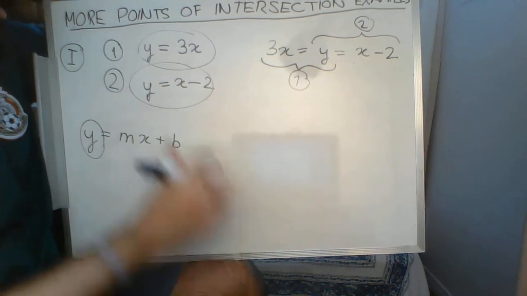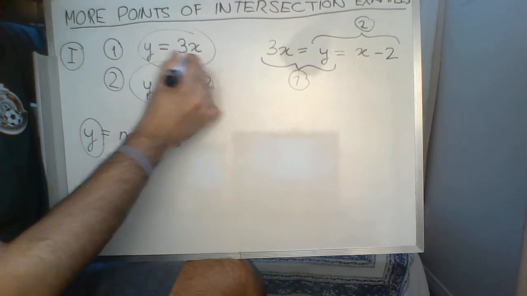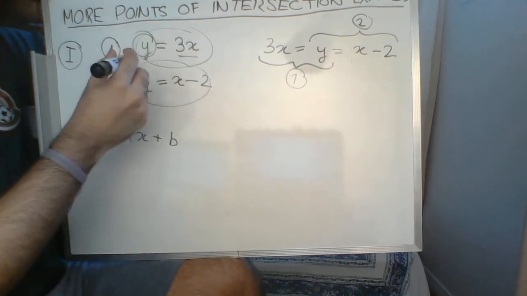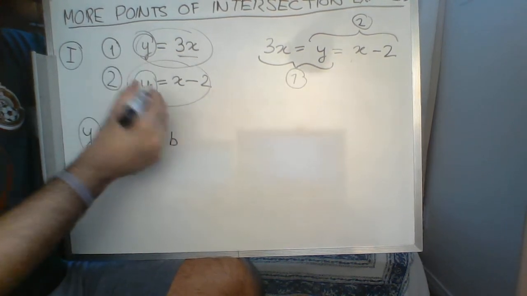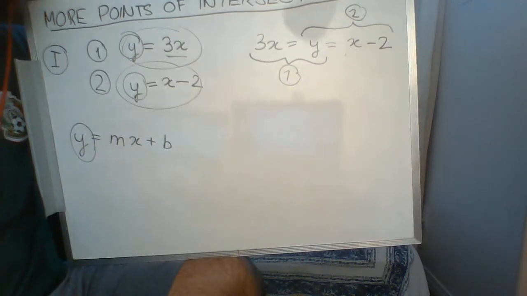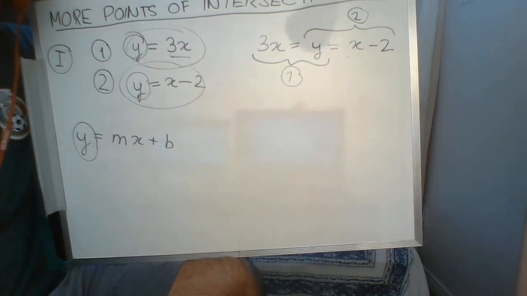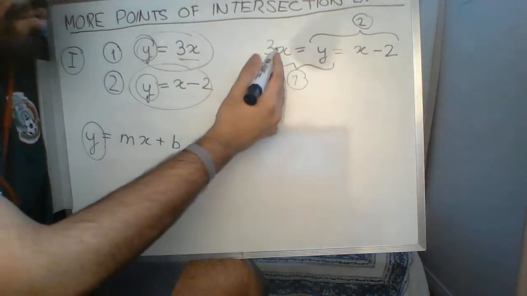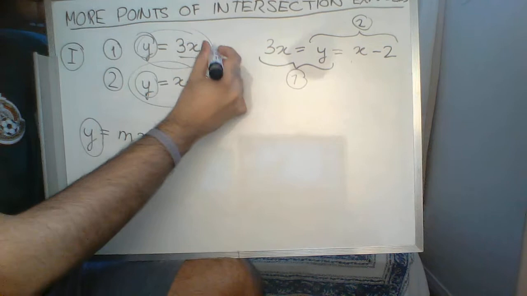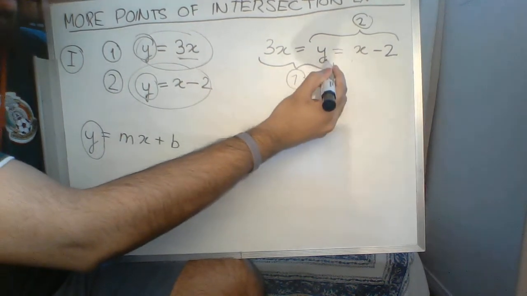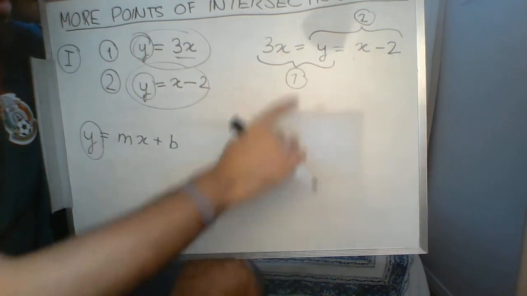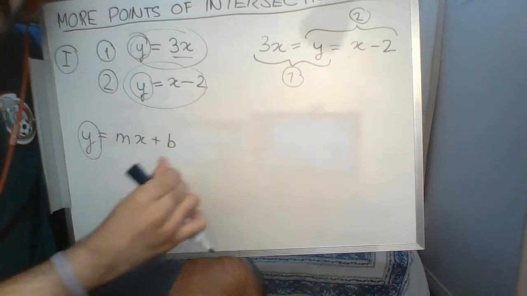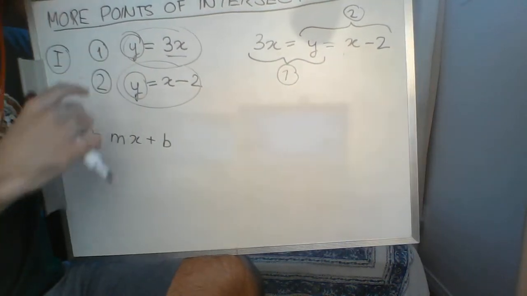So basically what I'm saying is this 3x has to be equal to some number where that exact same number down here is equal to x minus 2, right? I hope that makes sense. So we've got 3x is equal to y from the first equation, but that exact same y value is equal to x minus 2 in the second equation. So what we're doing here is we're forcing the y value to be the same in both equations.